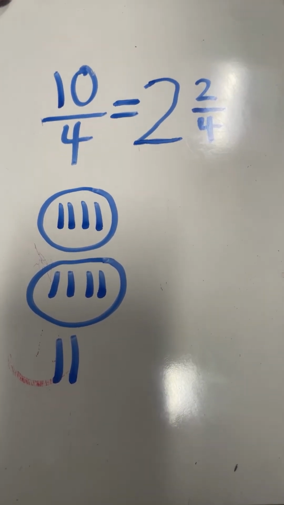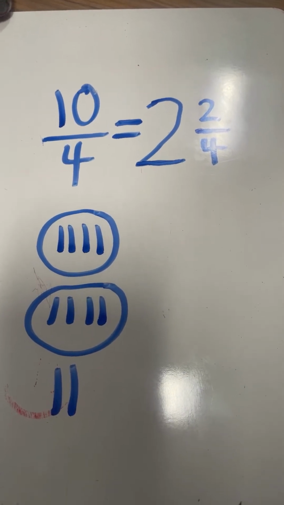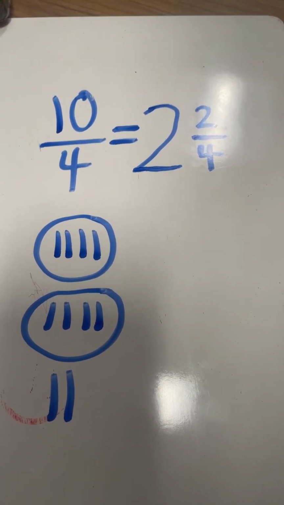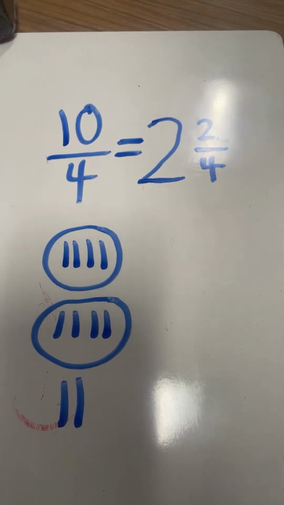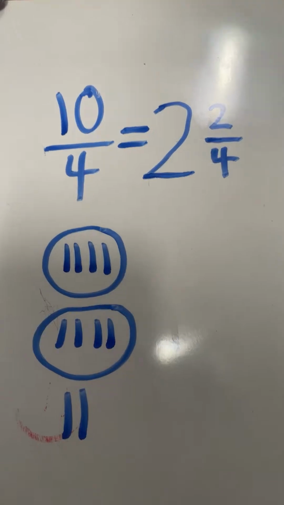Now I understand that 2 2/4 is not lowest terms. Reducing fractions to lowest terms, that could be another concept. I probably should have put that in the poll, but that's another concept that we can do. I might put that in the next poll if we have another poll on the stream.